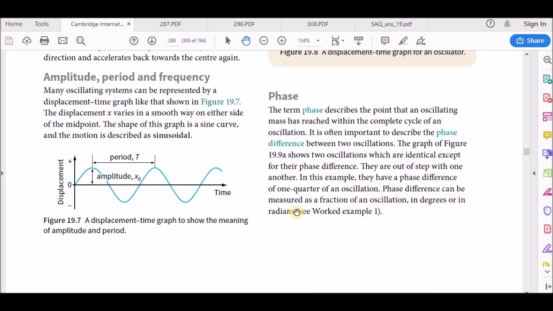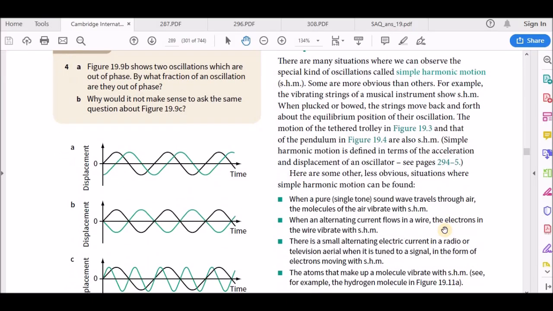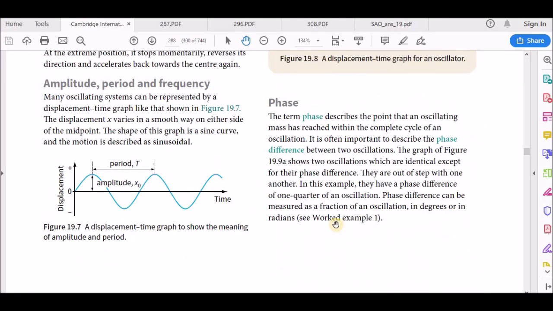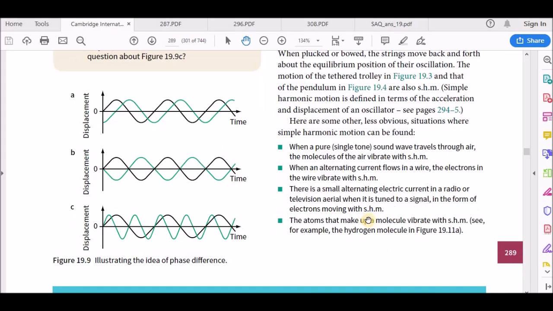Phase difference can be measured in terms of oscillation. Also we can give it in terms of angle, but normally we give it in terms of angle. Okay, and they ask us to go through worked example 1.